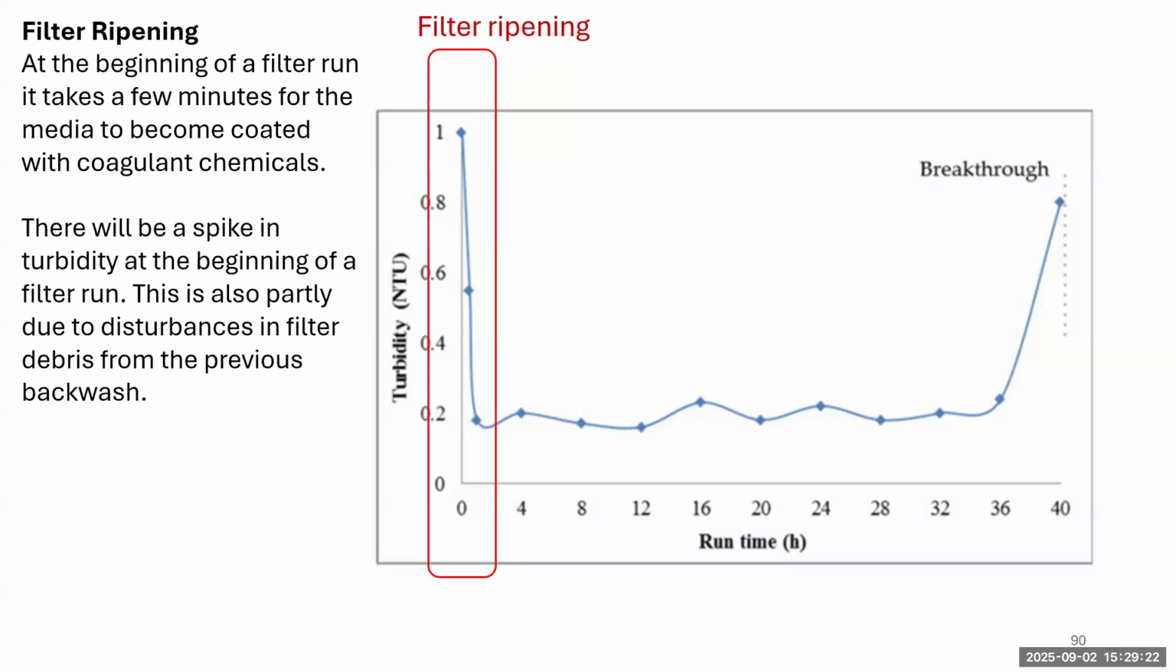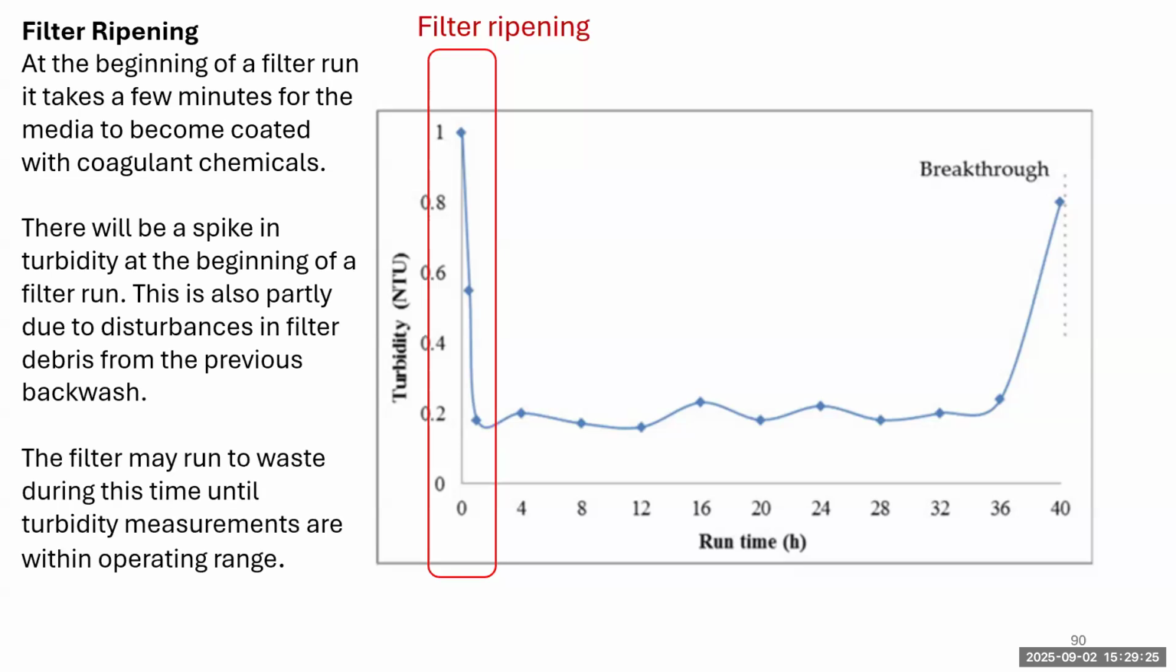So there's going to be a little spike at the beginning, and you might actually run the filter to waste until the turbidity comes into the right operating range. In this case, it looks like it took about a minute and a half to get down to operating range. You're trying to achieve a turbidity of less than 0.3 ideally. And that spike of 1, maybe that's not as concerning, because you don't want to go over 1. But normally you would want to filter to waste until it gets within range.